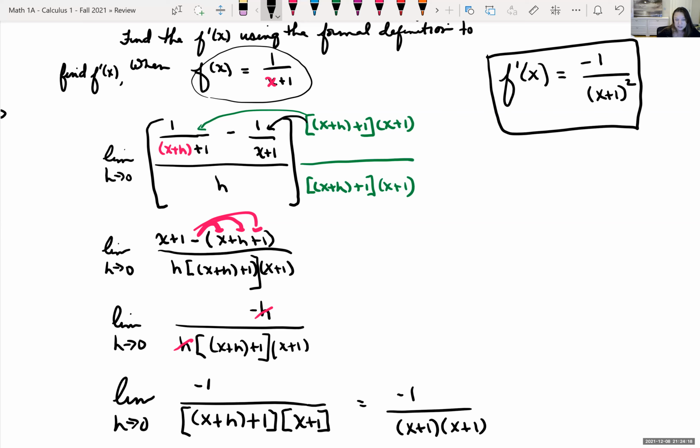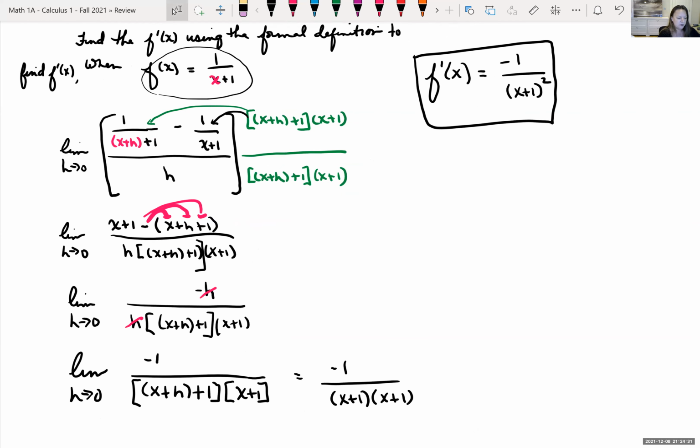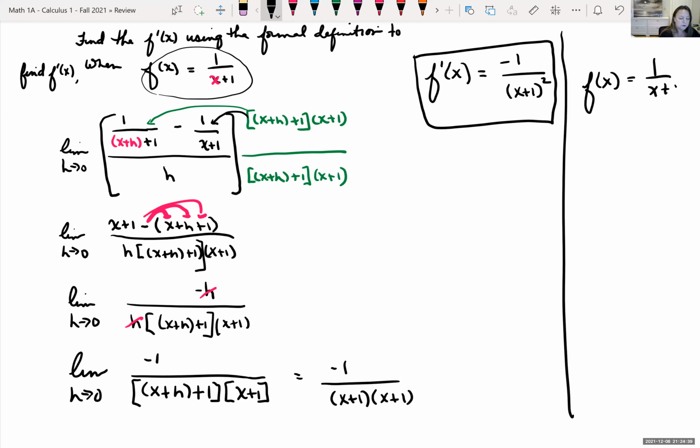So I might have that as a two-part question where I might say, show me this using the formal definition as part A, and part B, show me using the rules of derivatives to help us find that. And so if we wanted to use the rules of derivative, let's just talk about that really quick. f of x equals this 1 over x plus 1. There's multiple ways that we can do this. We can do this by the quotient rule.